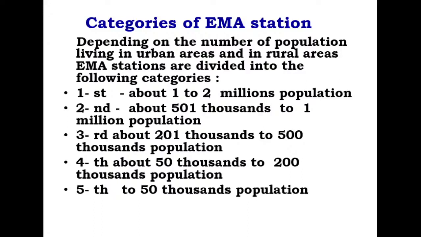Categories of emergency medical station, depending on the number of population living in urban and rural areas, divide into the following categories. First category, 1 or 2 million population. Second category, 501,000 to 1 million population. Third category, 201,000 to 500,000 population. Fourth category, 50,000 to 200,000 population, and fifth category, 50,000 population. That is the minimum number of population living in some area, this is 50,000.